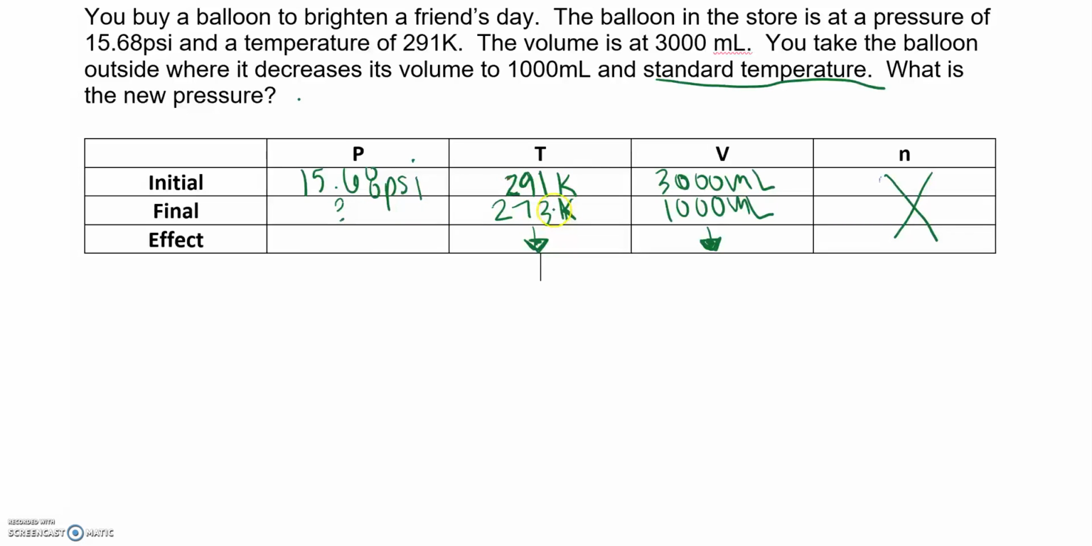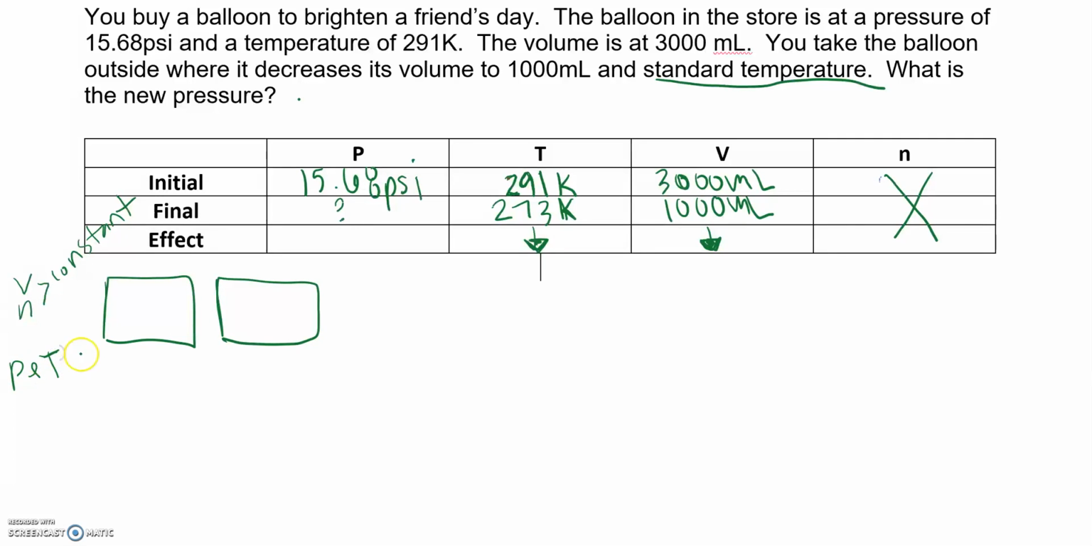So if we look at temperature, we're going to draw particle diagrams again. We are making volume the same, and we are also making number of particles the same, constants. I know that volume is decreasing, but when we're only looking at pressure and temperature, that's the only thing we're looking at right now, so the volume is the same.